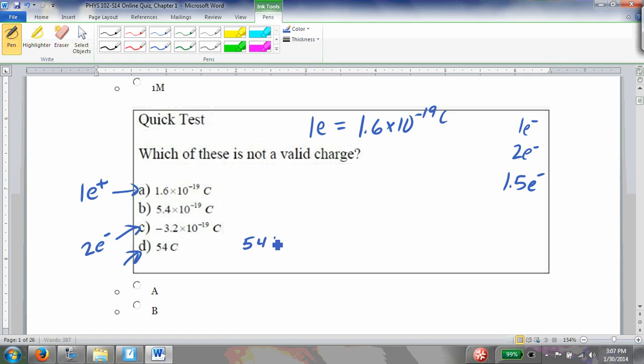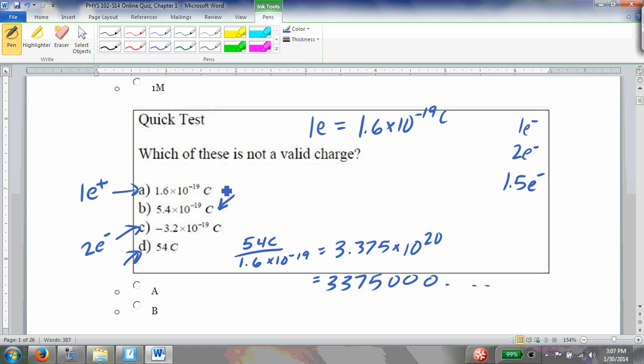So if I say 54 coulombs divided by 1.6 times 10 to the minus 19, I get 3.375 times 10 to the 20th, or I can write an integer value with 17 zeros, however many zeros that is. So that's a whole bunch of protons, whereas this one is 5.4 times 10 to the minus 19 divided by 1.6.